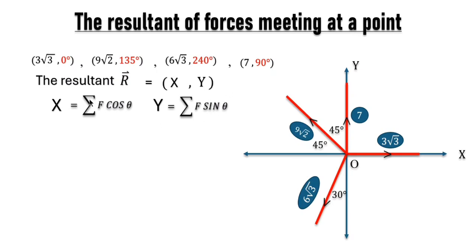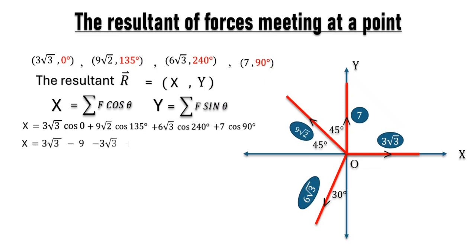So right now, what can I do? We'll take the force and the cosine of the angle. We will find x right now. Force, cosine 0, plus the second one, cosine 135, the third one, cosine 240, the fourth one, cosine 90. Calculate this by calculator. It will be -9.